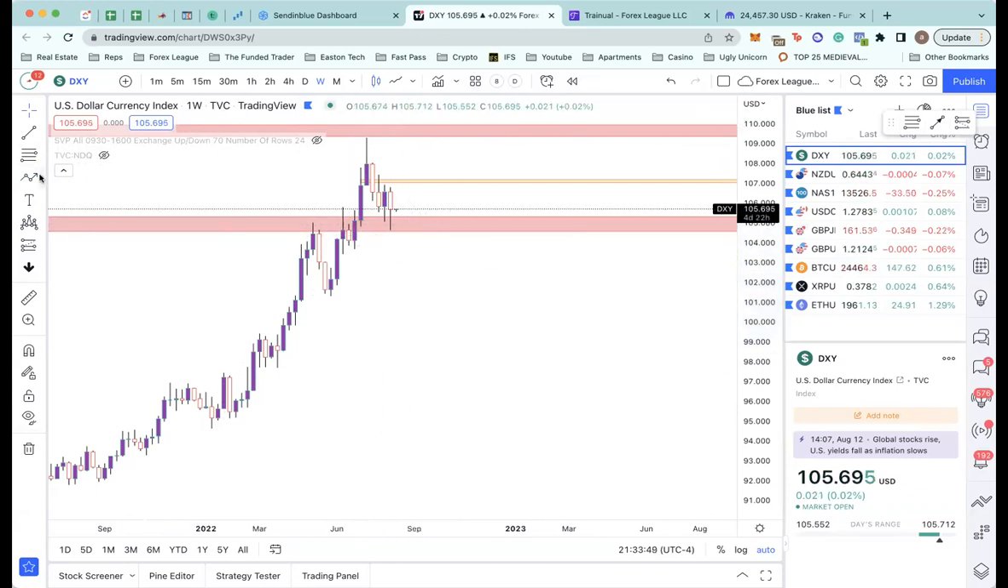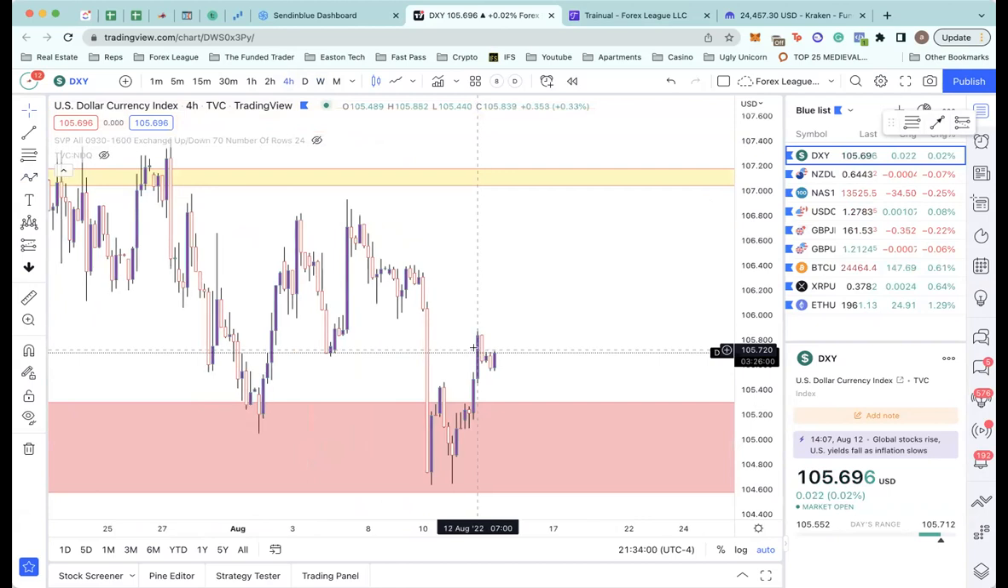So really what we're looking for right now is for price to continue this uptrend and move up into this 110 area again, until we get below this area. Personally, I wouldn't be too excited about sells.